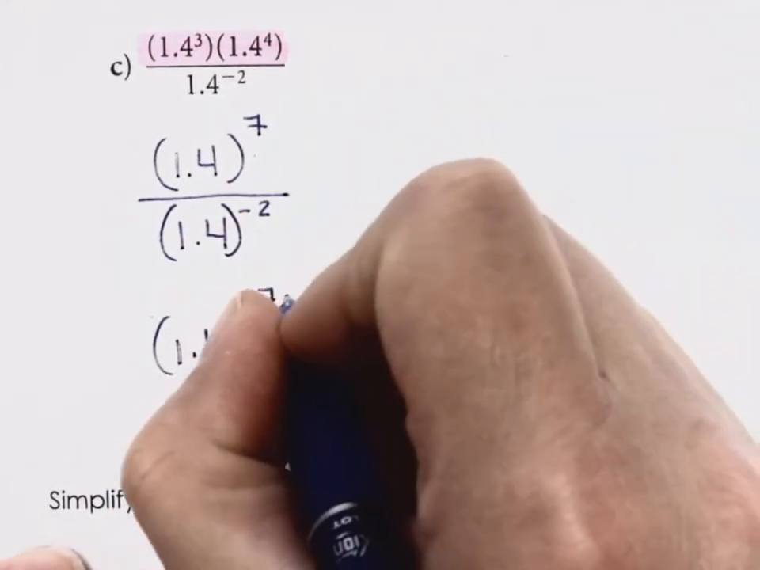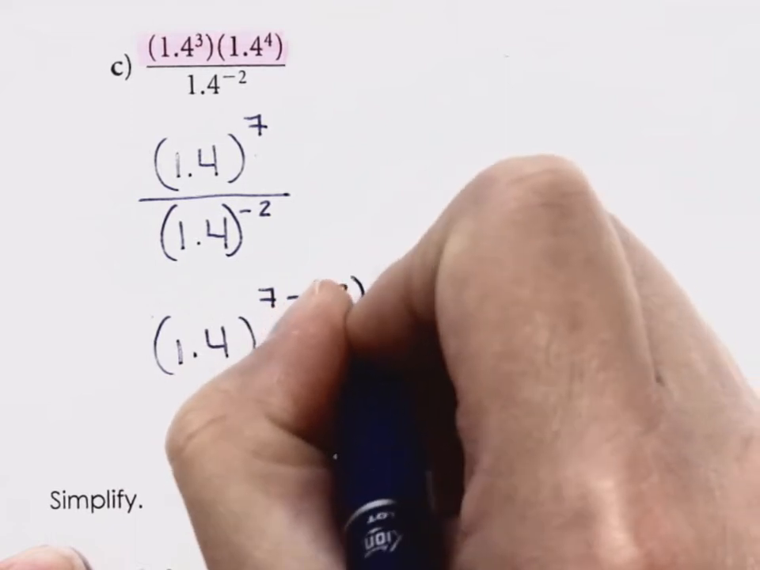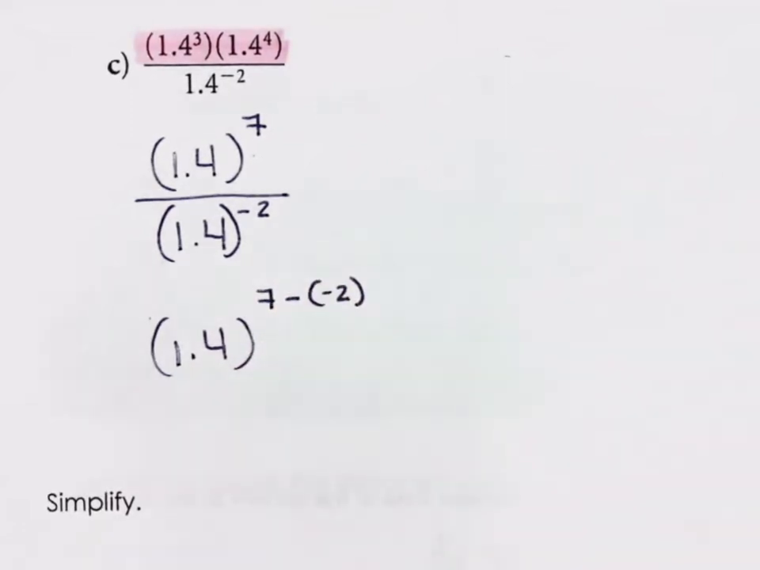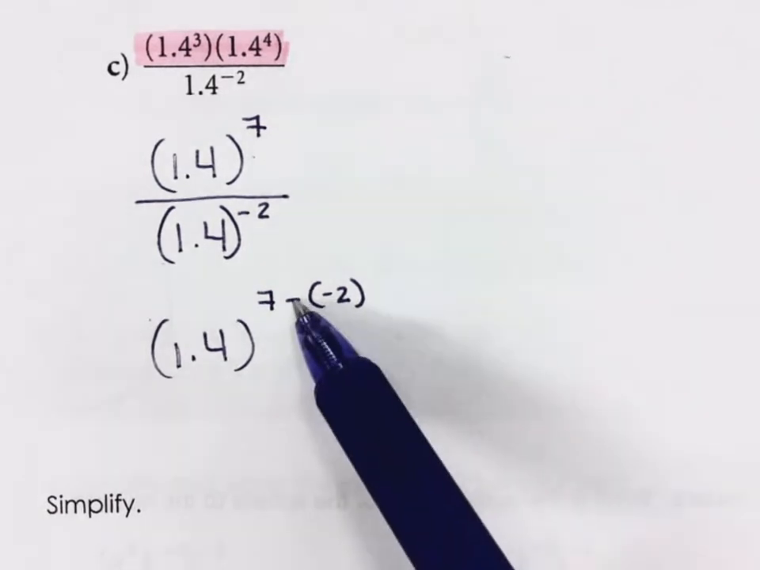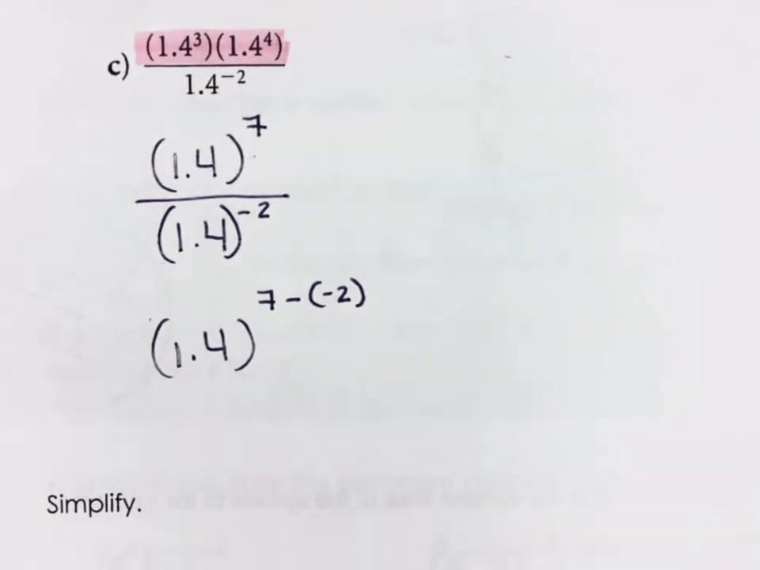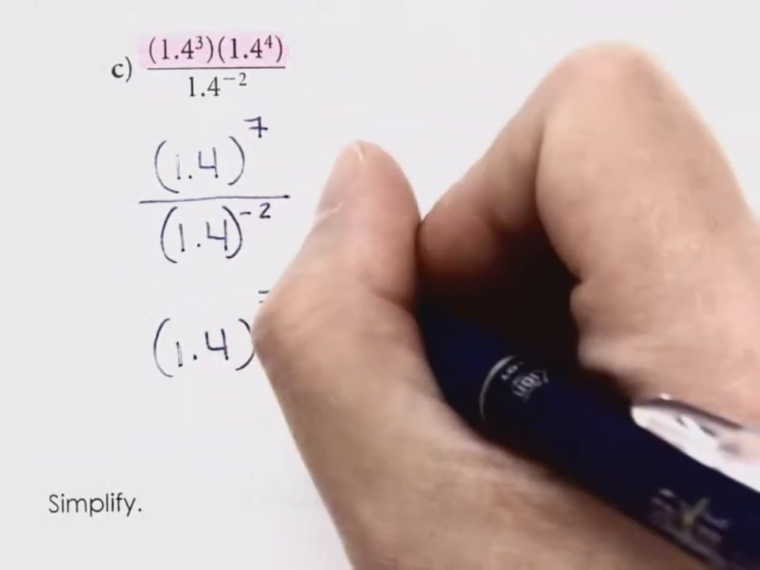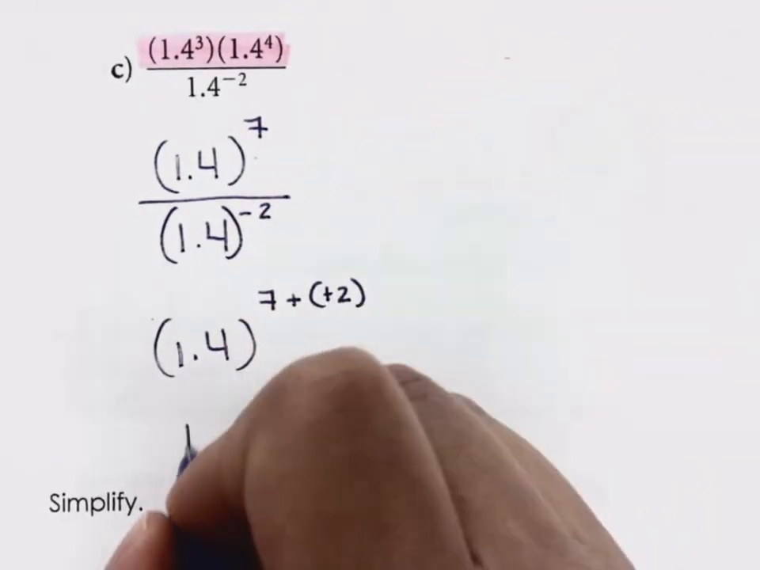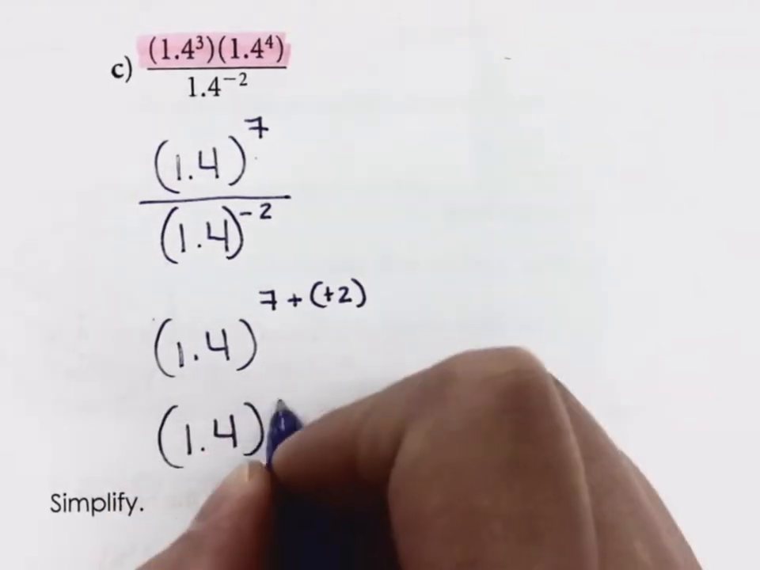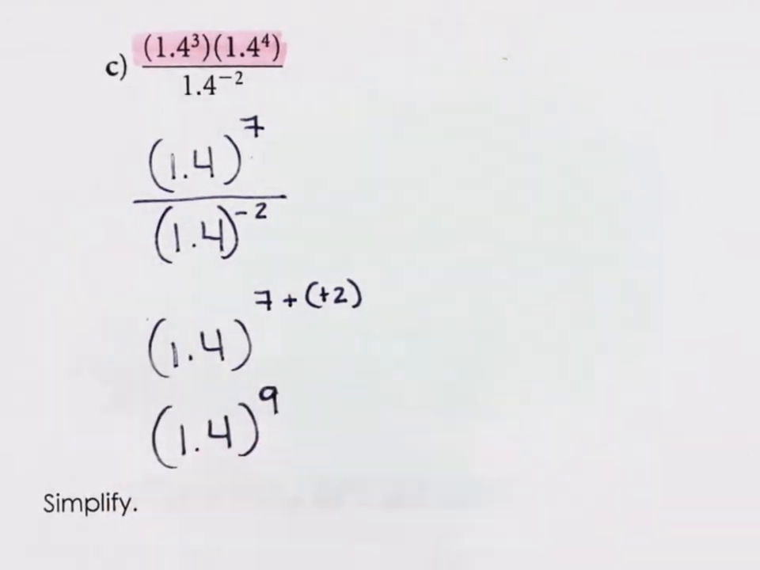So it's going to be 7 minus a negative 2. When you have a subtracted negative, you're going to add the opposite. So 1.4 to the exponent 9. And that's a positive, so we can leave it there.